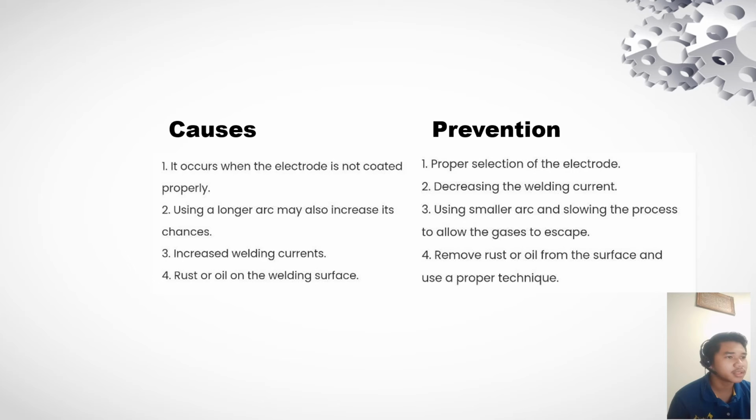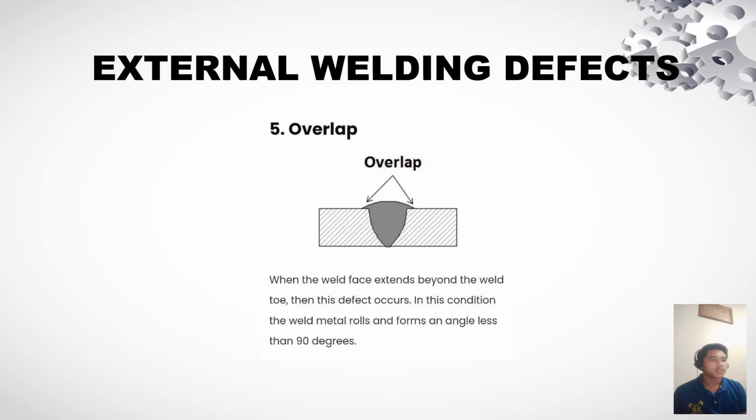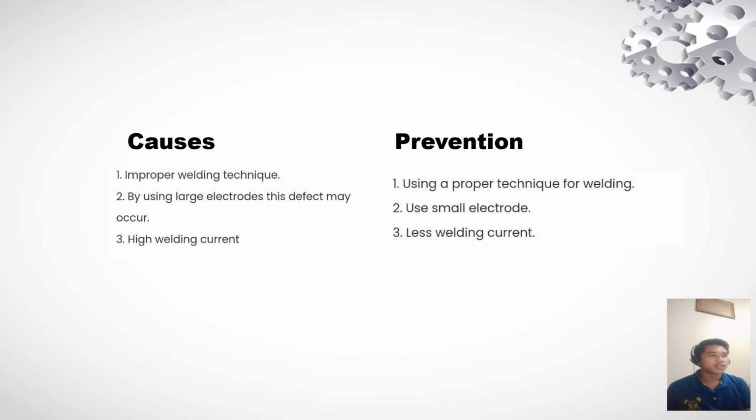Selanjutnya yang kelima, external welding defect ialah overlap. When the weld face extends beyond the weld toe, then this defect occurs. In this condition, the weld metal rolls and forms an angle less than 90 degrees. Punca berlakunya: improper welding technique and using large electrodes. Prevention: using a proper technique for welding and using a small electrode.